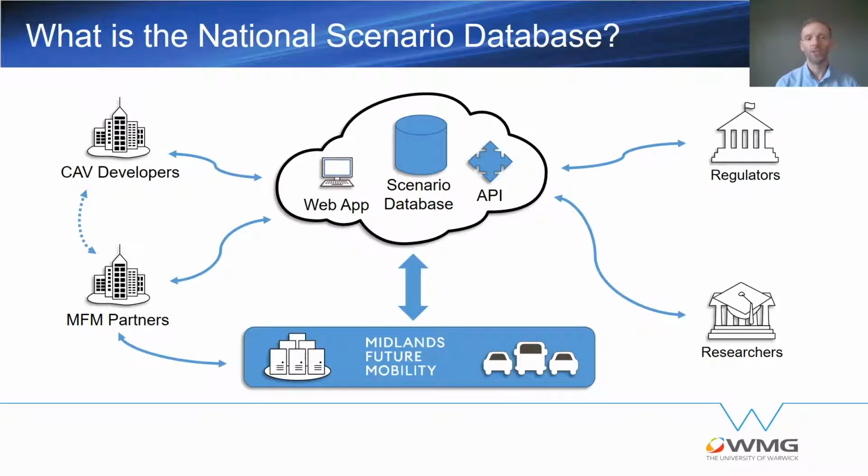So the role of the database in this testbed is to provide an extensive database of test scenarios which can be used for testing CAV technologies. It will achieve this by facilitating the sharing of scenarios between organisations, regulators and researchers. Users are able to access the database via a web application, and also there is an API which allows organisations to connect their existing ADS testing infrastructure to the database so that they can download scenarios and test with them.